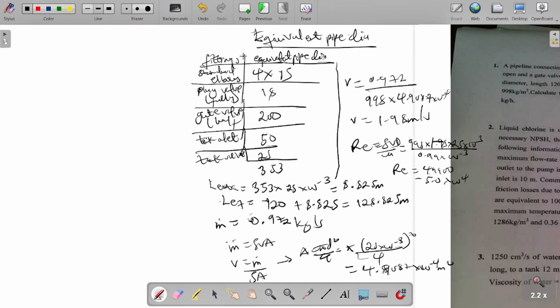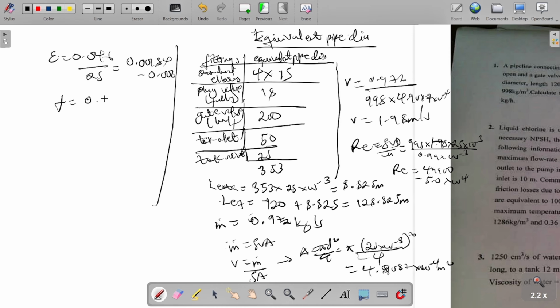So that means the relative roughness becomes 0.046 divided by 25. That gives us 0.00184, which is approximately 0.002. So based on this, from the Moody chart, the friction factor becomes 0.0258.